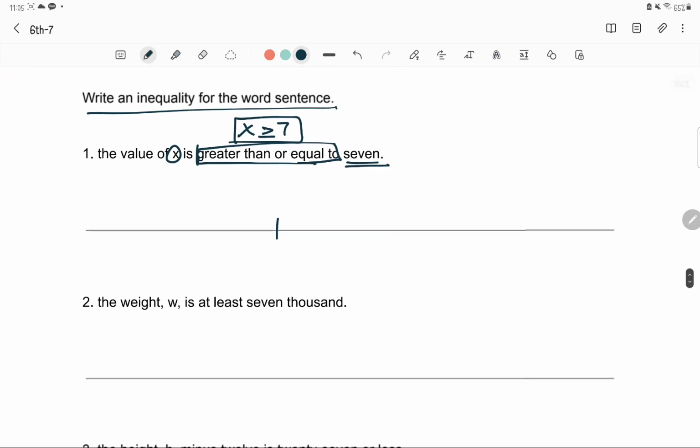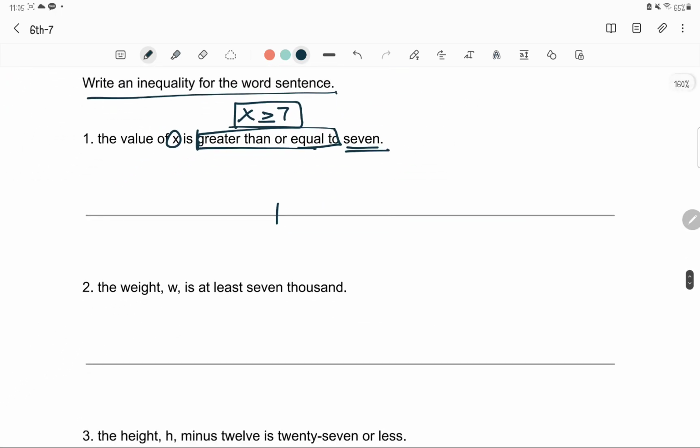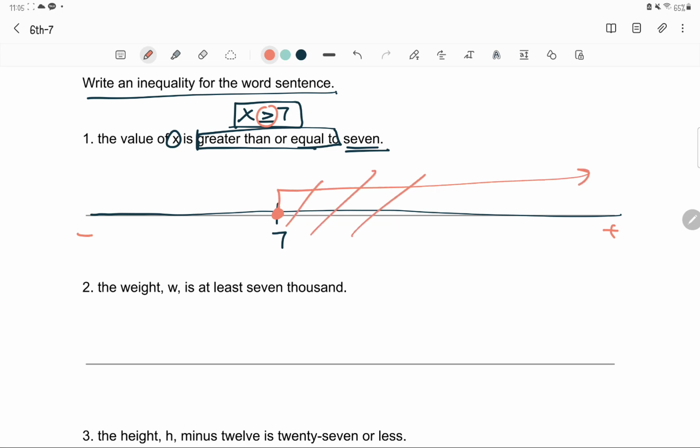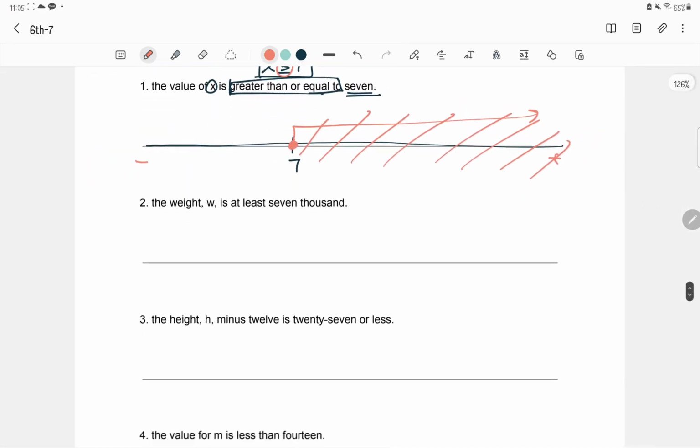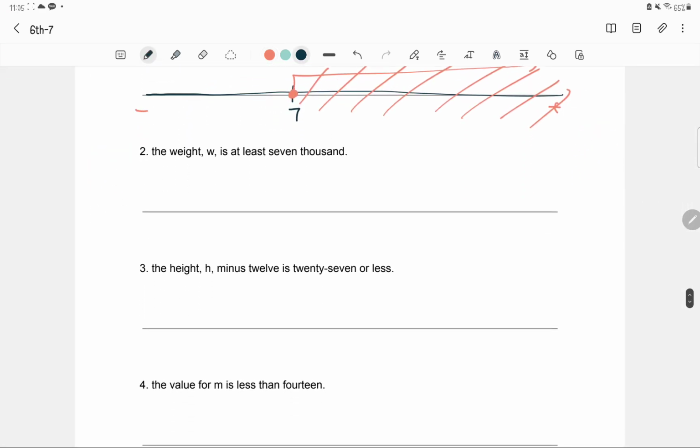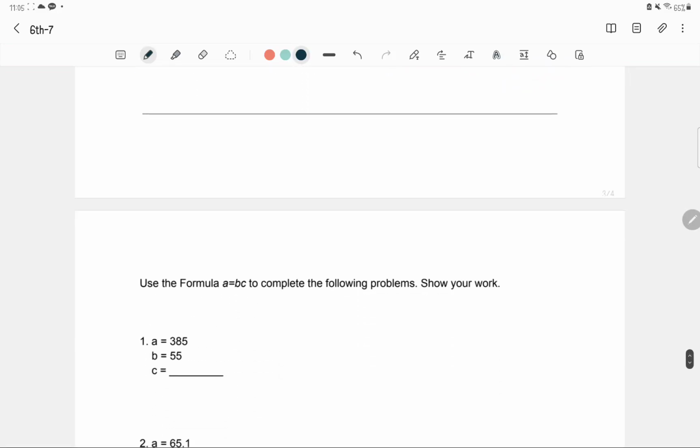We just draw 7, pretend that this is the number line, 7, and x is greater than or equal to. So greater than or equal to means a closed circle, and this is the positive side, it goes on the right side because this is greater than. Every other question is literally the same.